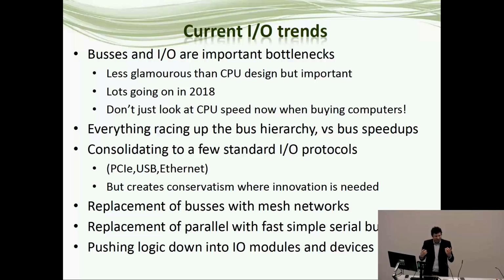We don't want every device to have its own IRQs on its own module anymore. We want to use things like PCIe and USB to standardize that stuff. But the downside of that is this conservative effect. It's difficult to innovate if everyone's using the same standard bus. We're seeing a lot of buses replaced with mesh networking. Parallel buses are turning into these faster, lean and mean serial buses.